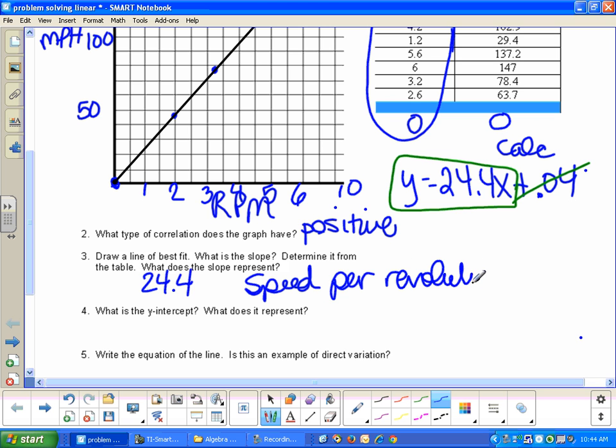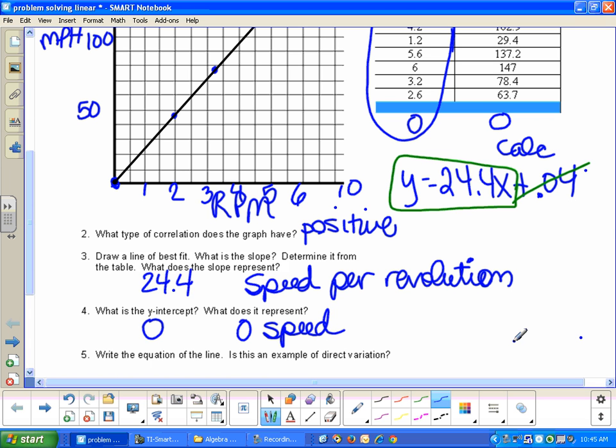If you didn't know that was revolutions per minute, you could have looked up there in your problem, it told you. So we said, what's the y-intercept? Well, the calculator gave us 0.04, but we said that 0 makes sense. And it says, what does it represent here? Well, it represents 0 speed, because if the engine's not turning, you're not getting any speed. So you have to think logically here.